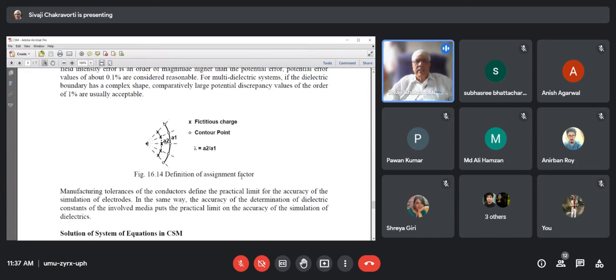This is called the assignment factor. Here you can see the assignment factor. So we compute the assignment factor. Steinbigler, in his original paper, proposed that this factor should be between 1 and 2, while many other researchers later on have suggested that it should be between 0.7 and 1.5. So these are all the several aspects.